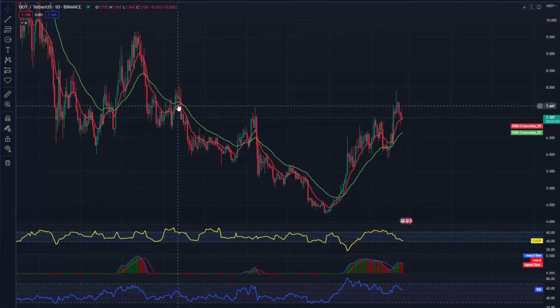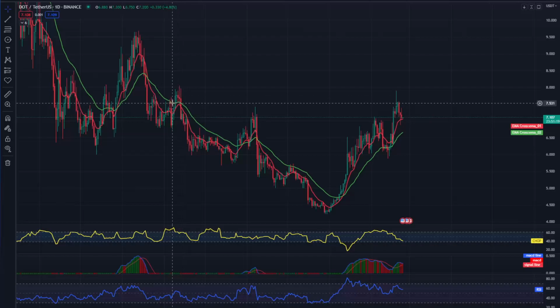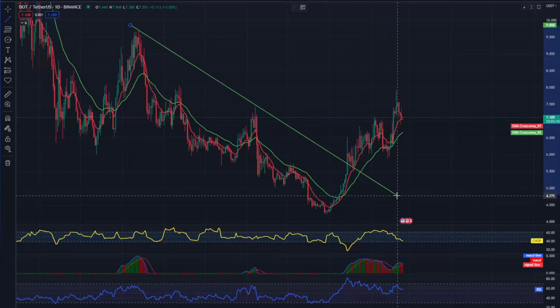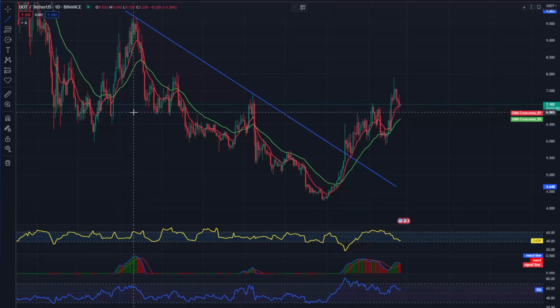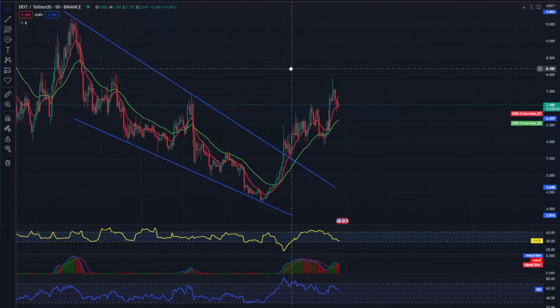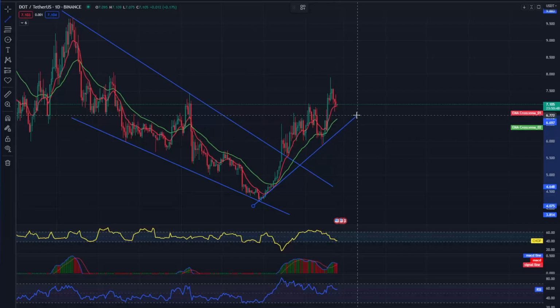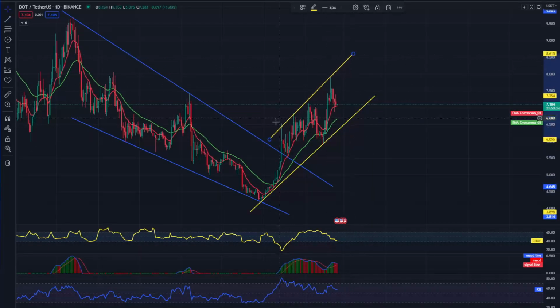The last one in today's chart is the DOT chart in pair to USDT, on a one-day interval. First, we will use the blue lines to mark the downtrend channel from which the price has gone up and is currently moving in the uptrend channel marked with yellow lines.